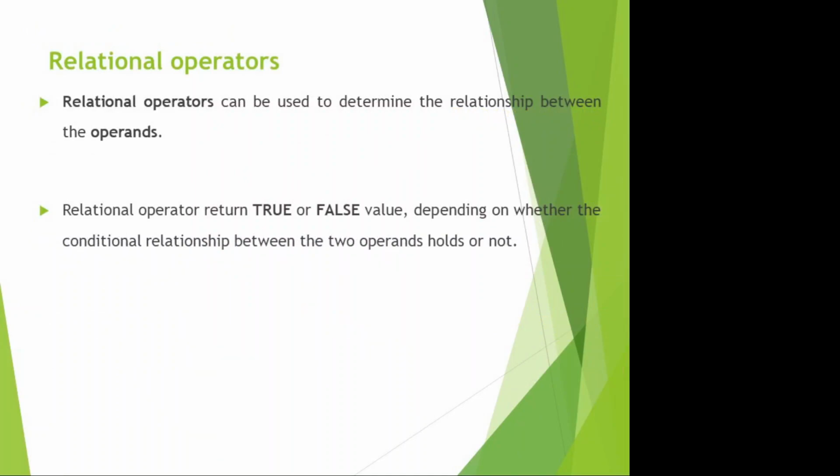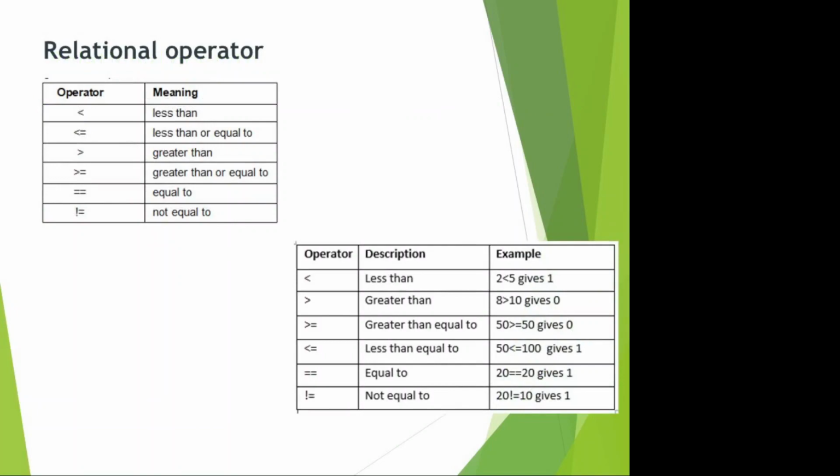Now I'm coming to relational operators. Relational operators can be used to determine the relationship between operands. Relational operator returns true or false value depending on whether the conditional relationship between the two operands holds or not. These are the relational operators in C language: less than or equal to, greater than or equal to, double equal to sign indicates the actual equal to, and not equal to is denoted by this symbol.